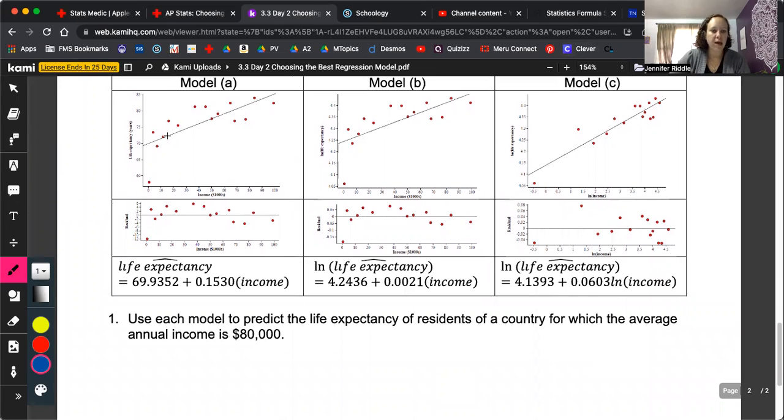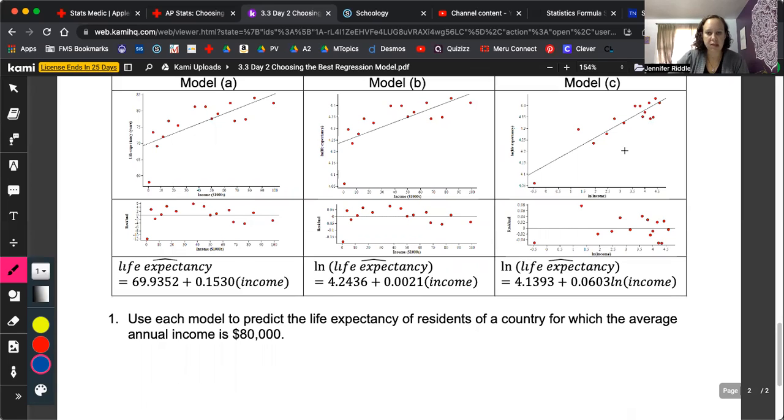We can see in model A that we have a fairly linear pattern, but in our residual plot, we see kind of more of a leftover pattern. We come up and then we come back down. Okay. In model B, our transformation is that we're taking the natural log of the predicted life expectancy. The resulting scatter plot looks very similar to model A, although it's slightly more linear, but I still see in my residual plot that leftover pattern.